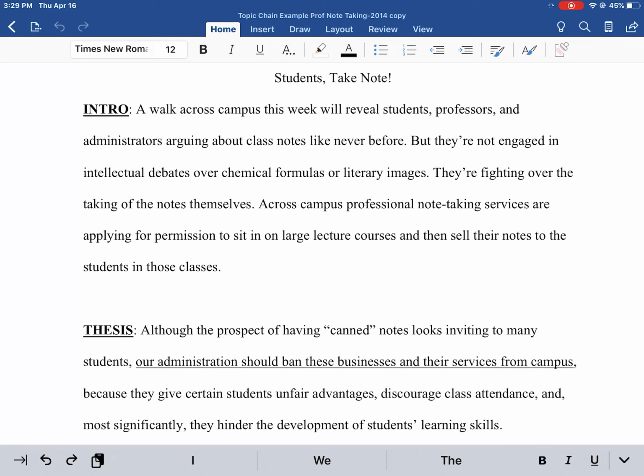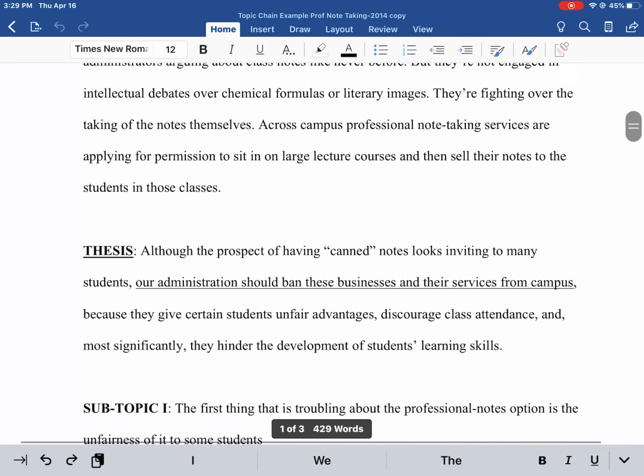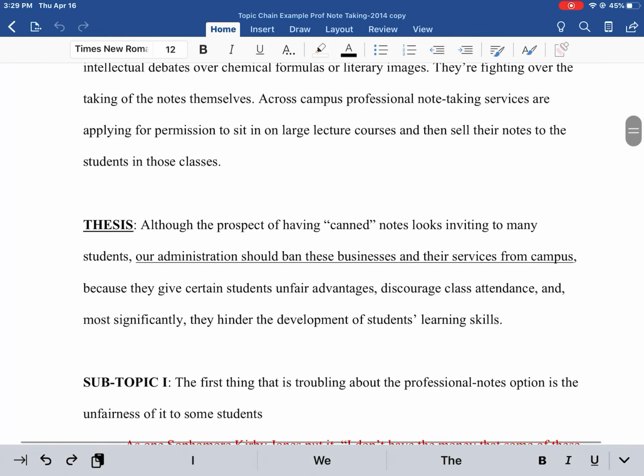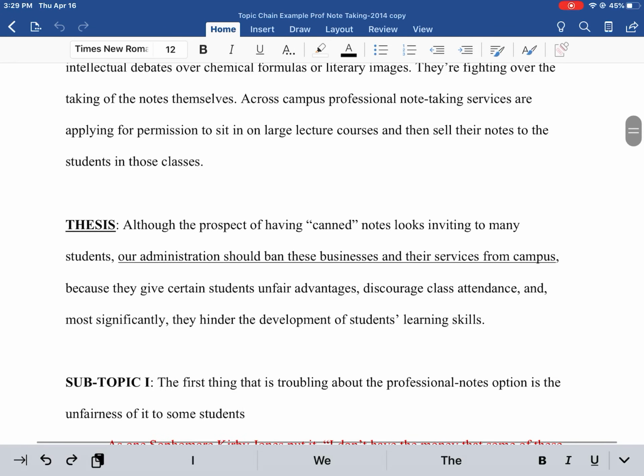Now I'm introducing my topic, giving the exposition, it's called. That was the hook. Got my reader kind of interested. Now the exposition. What am I going to talk about? Across campus, professional note-taking services are applying for permission to sit in on large lecture courses and then sell the notes to the students in those classes. Then I flow right into my thesis. This would be in the same paragraph, even though I've got it divided here.